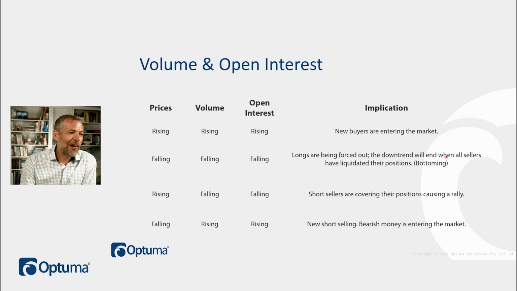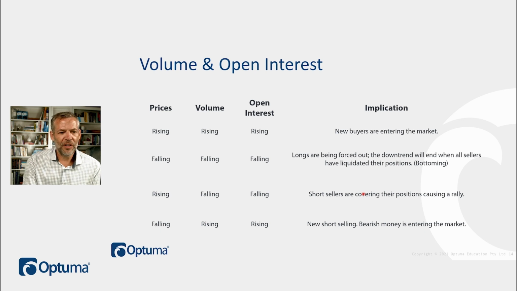All right, so putting all of that into a single table for prices, volume, and open interest. If prices are rising, volumes are rising, and open interest is rising, the implication is that new buyers are entering the market. If we have the case of prices falling, volume falling, open interest falling, well, the implication there is that longs are being forced out. We're basically getting to the bottom of the run, and we can expect to see a bottom being put in fairly soon.